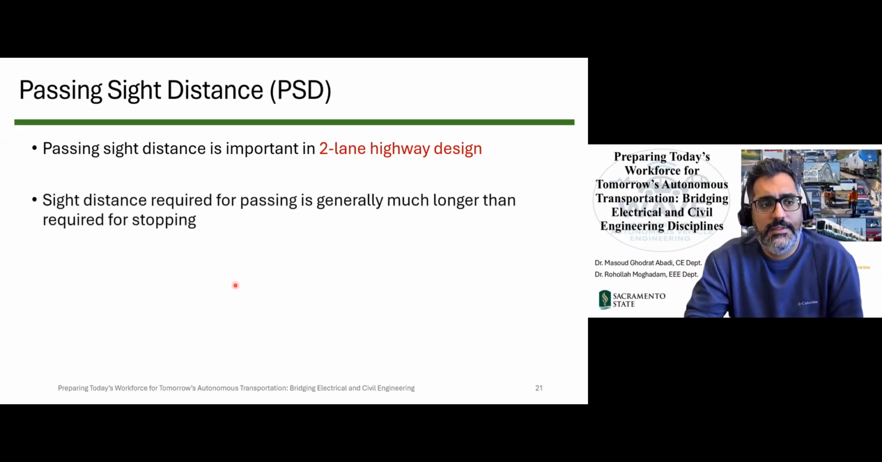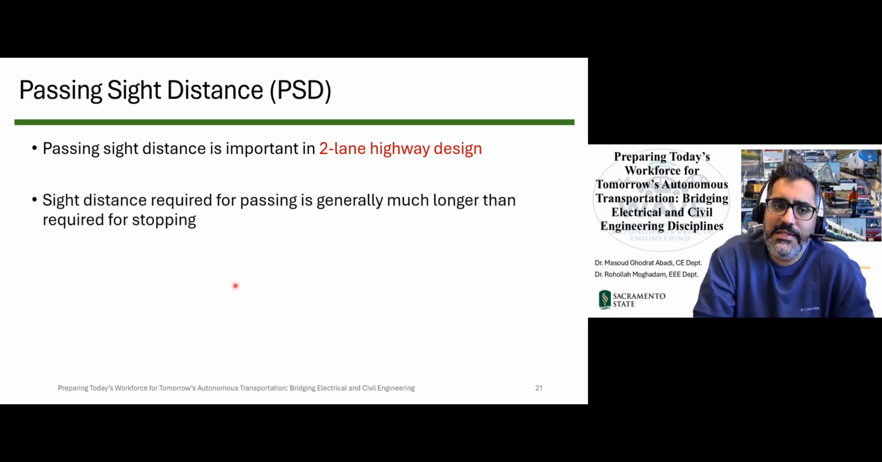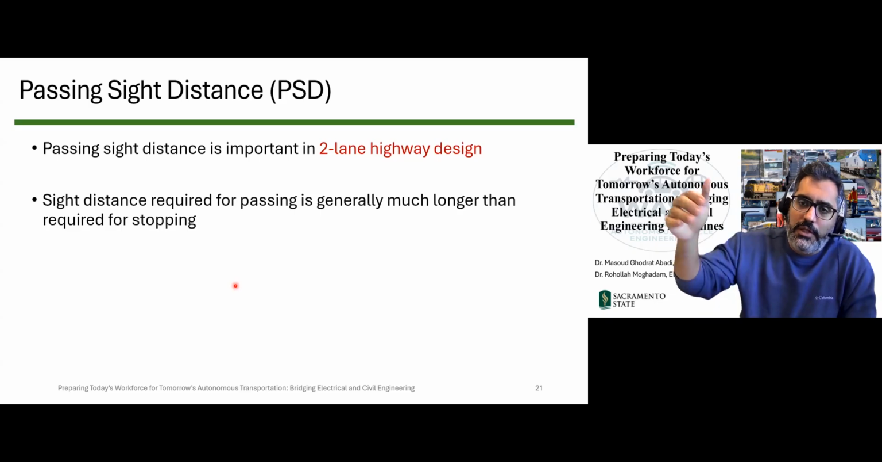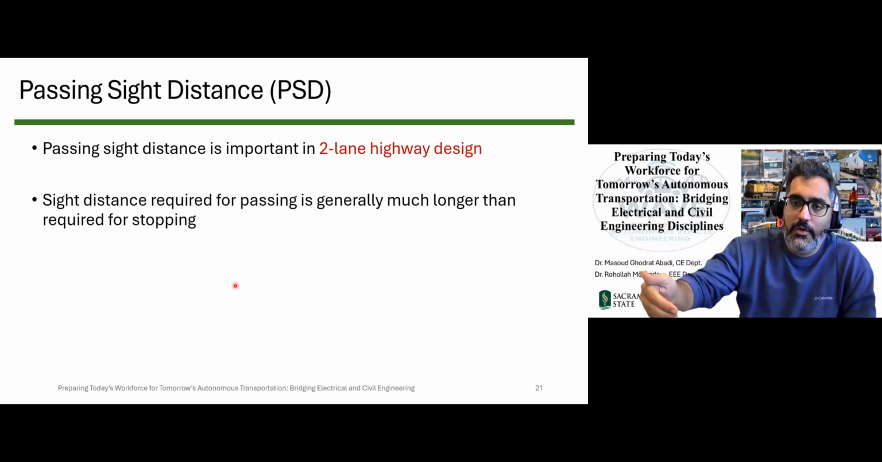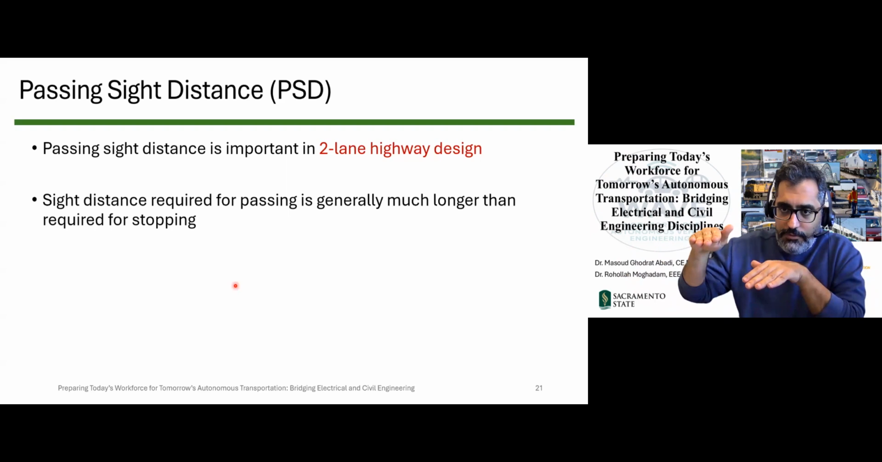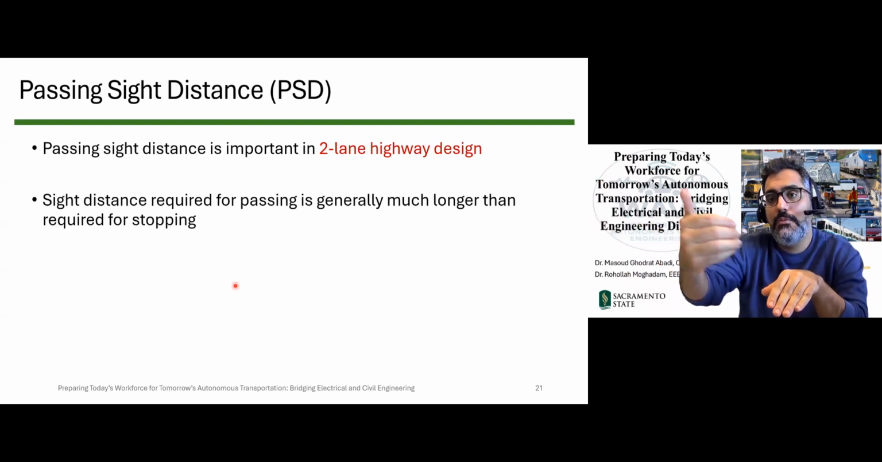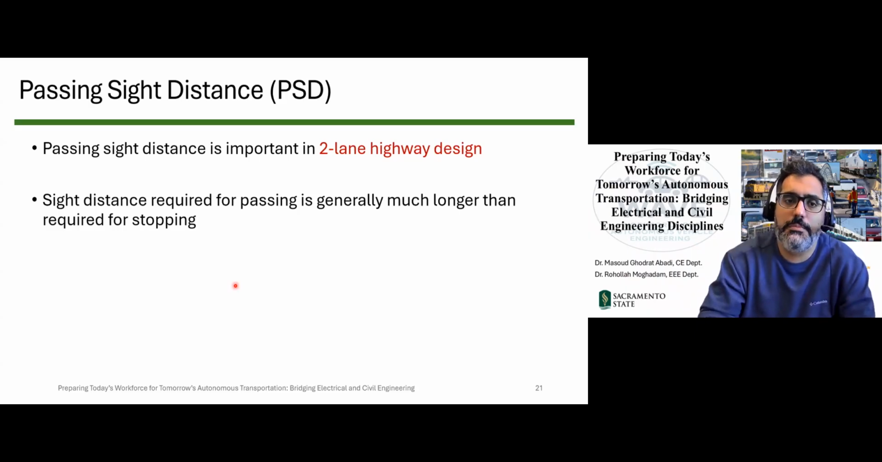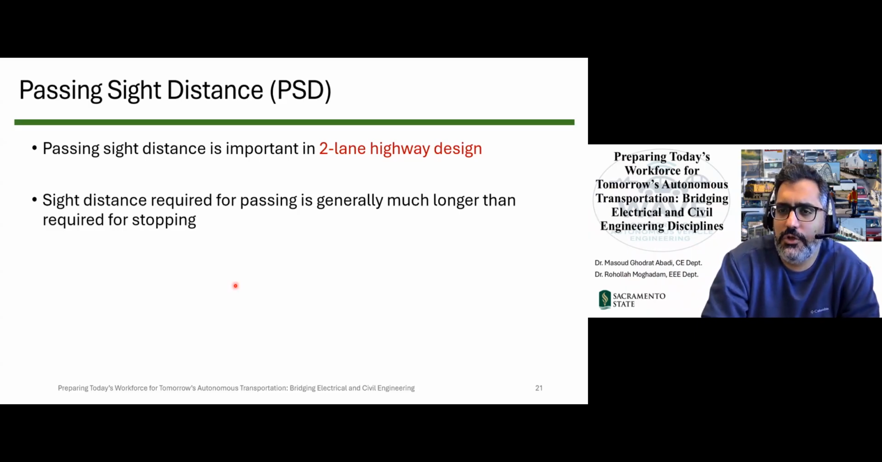With that, this PSD, passing sight distance, is generally much longer because of the players in this game, right? When we were dealing with stopping sight distance, there was a moving car and a stationary object. Now, I have a moving car that I want to pass, and there is also another moving car that is coming my way. So because of these three factors, passing sight distances are generally much longer than stopping sight distances.